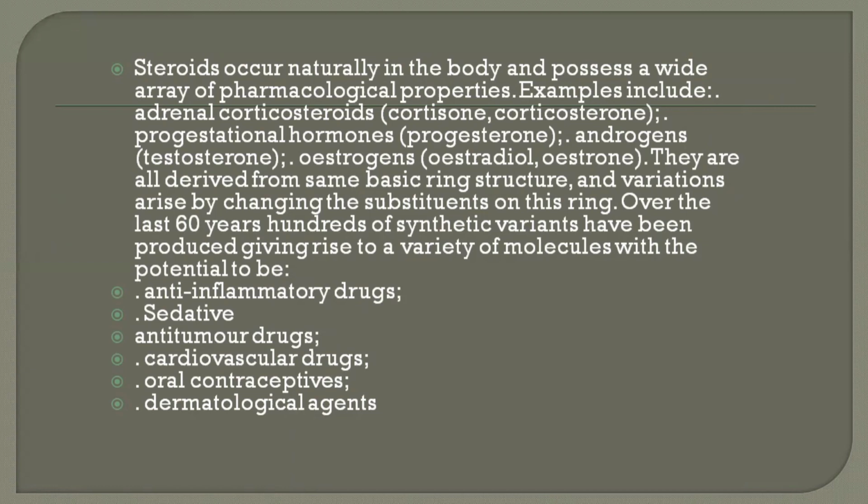For instance, steroids are naturally occurring in the body. For example, adrenal corticosteroids, which contain cortisol and corticosterone. The progestogen hormones contain progesterone. Androgens contain testosterone. Estrogens include estradiol and estrone. In this process of transformation of compounds, products such as anti-inflammatory drugs, sedatives, anti-tumor drugs, cardiovascular drugs, oral contraceptives, and dermatological agents have been produced.